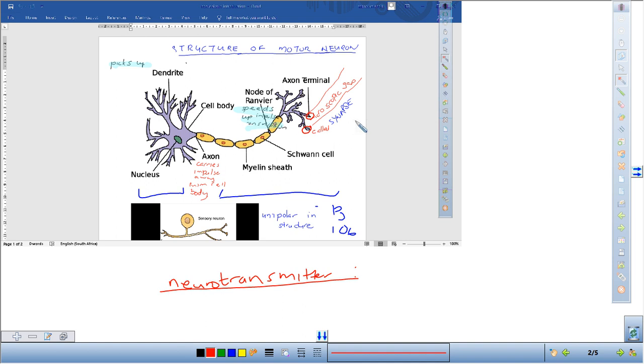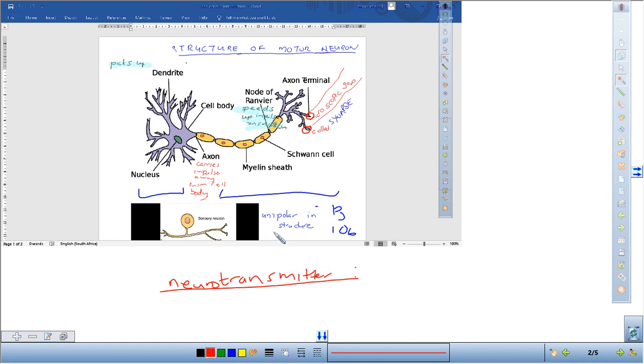We say then that these neurons have made synaptic contact with each other. So synaptic contact is where the neuron, the impulse, is able to make communication with the next neuron through the synapse. So synaptic contact, again, is communication between two neurons. And what is being released for this to happen is called a neurotransmitter.